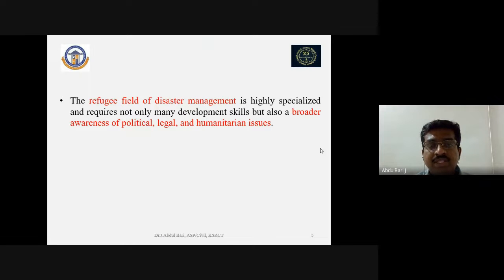The refugee field of disaster management is highly specialized and requires not only many development skills but also broader awareness of the political, legal, as well as the humanitarian issues. In these areas, refugees are people who are coming from other countries to our countries. So in the refugee area, not only the disaster management act will be taken into account, they will have broader awareness of the political issues, the legal problems, or the humanitarian issues. So those skills will also be required for particular people in the highly specialist area.